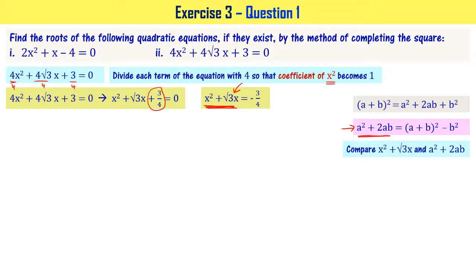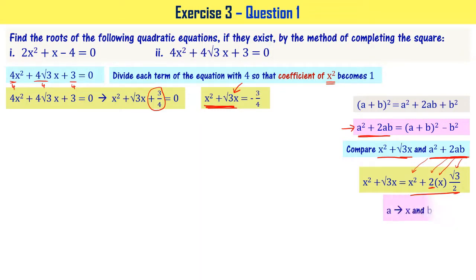When you want to compare, here you have 2ab, here you have only one term, right? It is looking a bit difficult to figure out. For that reason, what I'm going to do is I'm going to rewrite this particular expression as x square plus 2 times x times root 3 by 2. What I have done is I have multiplied with 2 and divided the term with 2, right? Now you can compare this part with a square plus 2ab. When you make the comparison, a is going to be x and b is going to be root 3 by 2, right?